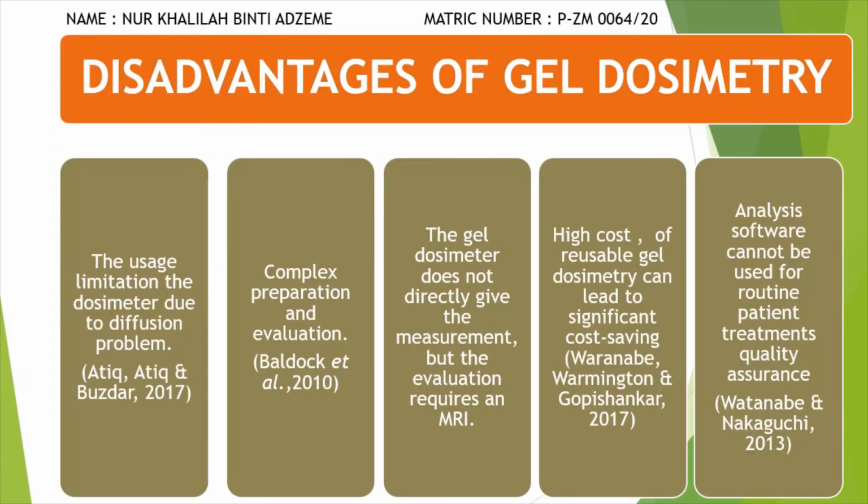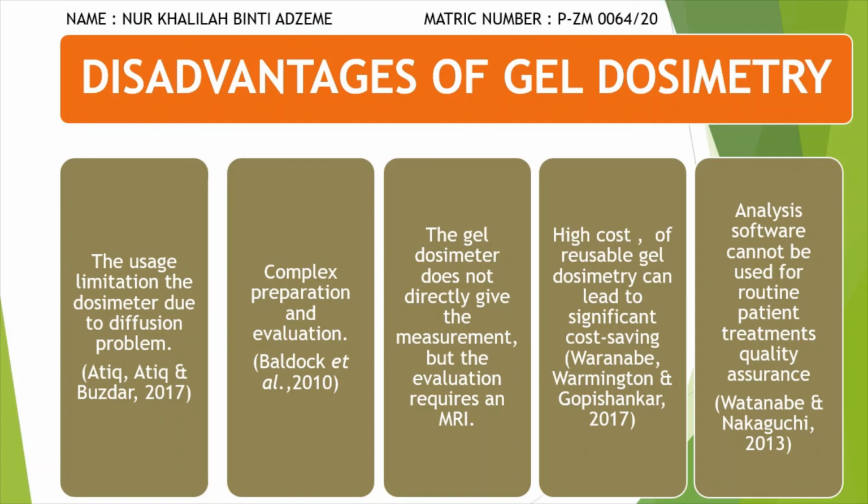Next, according to Ethic et al. 2017, the disadvantages of gel dosimetry include the usage limitation of the dosimeter due to the diffusion problem. The introduction of polymer gel solved the diffusion problem of the Fricke gel. So, the polymer gels are more advantageous than the Fricke gel because of their non-diffusion property and stability. However, the polymer gel may be affected by the concentration of cross-linkers and the oxygen contamination.